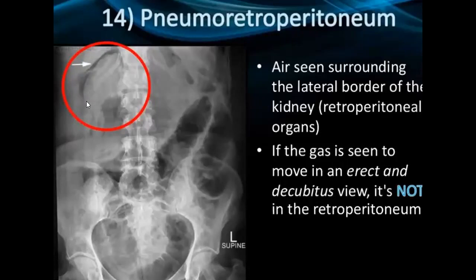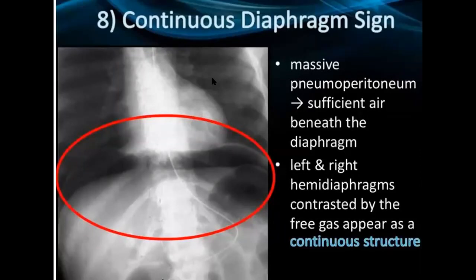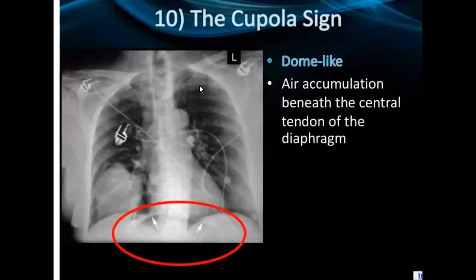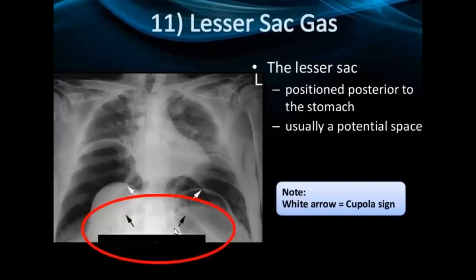Retroperitoneum, so pneumoretroperitoneum outlining the kidneys in the perirenal retroperitoneal fat. So you are going with the retroperitoneal free air. Again, don't forget continuous diaphragmatic sign, Cupola sign with double bubble sign, Cupola for pneumoperitoneum. Lesser sac gas. Cupola sign again.